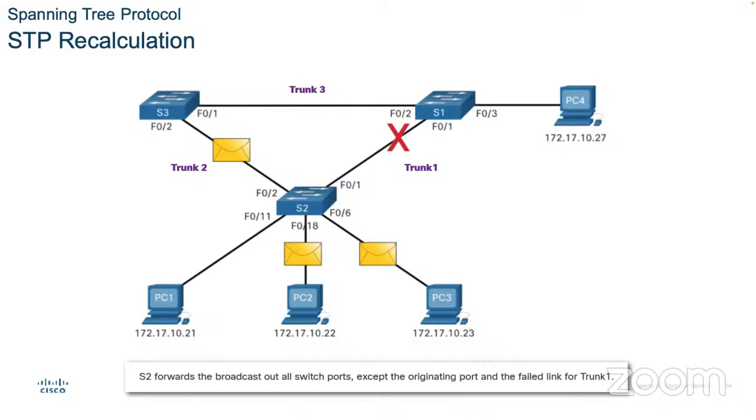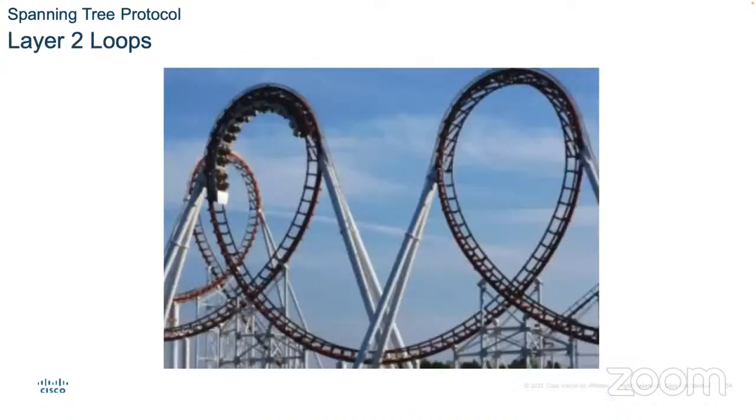So whenever one trunk is down, it'll find another way to get the information out. Without STP, layer 2 loops can form, causing broadcast, multicast, and unknown unicast frames to loop endlessly on the network. This is an easy way to bring down the entire network in a short amount of time.